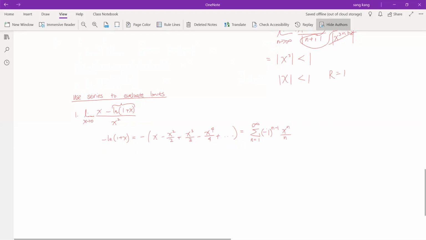Okay, yep. So now from there we can add x, right? So if we add x, I'll just write it on the same line. I'm going to add x here. And now notice we can distribute this negative sign inside here, and this x will cancel out with this x. So we'll have positive x squared over 2 minus x cubed over 3 plus x to the 4th over 4 minus dot, dot, dot.